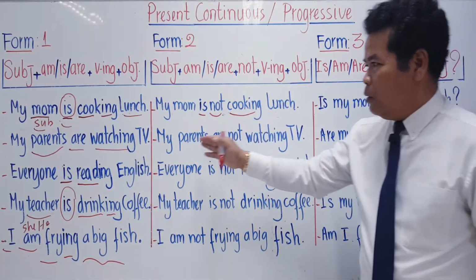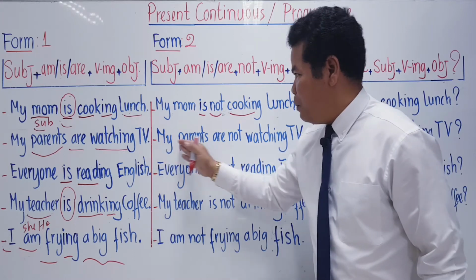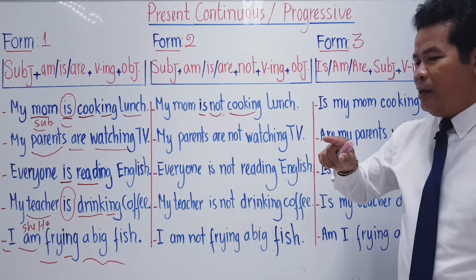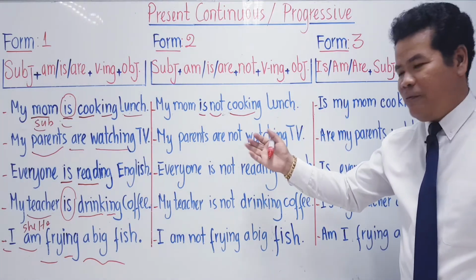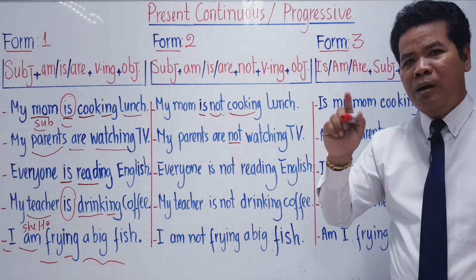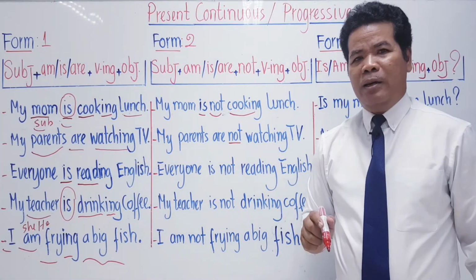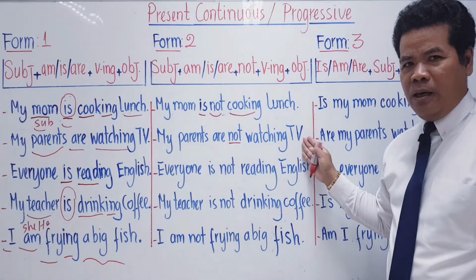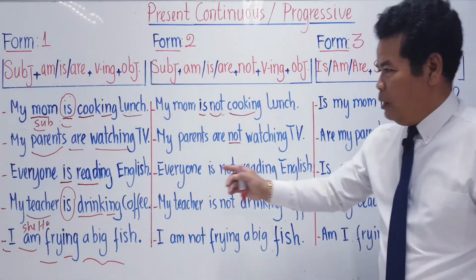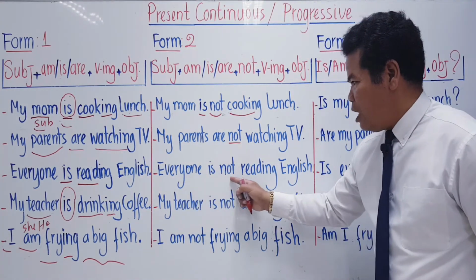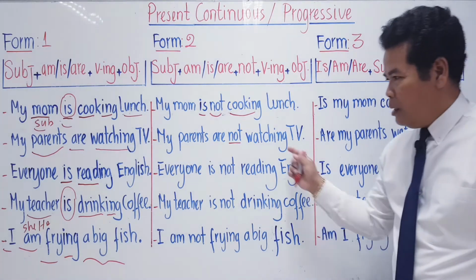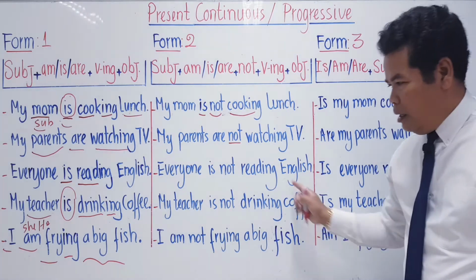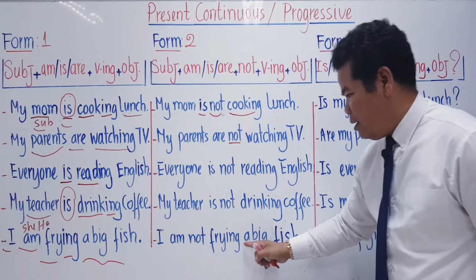Okay? Look at the other example. My parents are watching TV. Go to form number 1. It's the positive. And how about negative? We have to add one more word, not. So my parents are not watching TV. Follow the form. Everyone is not reading English. My teacher is not drinking coffee. I am not frying a big fish.